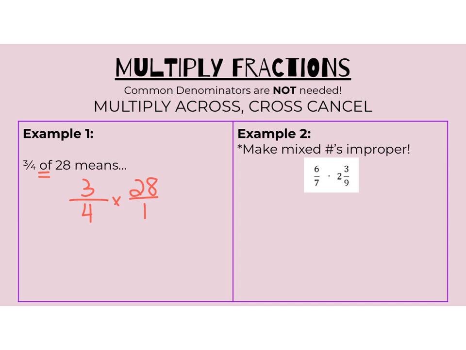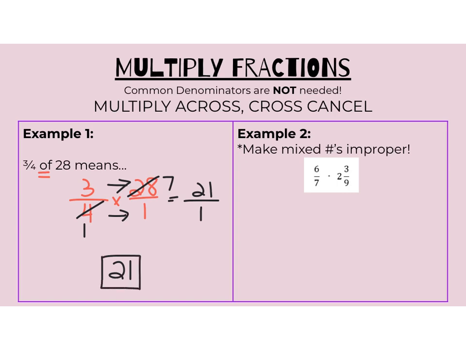factors. Since 4 is a common factor of 28 and 4, I'm going to divide 4 by 4 to get 1. 28 divided by 4 gives me 7. So I have simplified by cross-canceling. Now when I multiply straight across, 3 times 7 is 21, and 1 times 1 is 1. So 3/4 of 28 is 21.